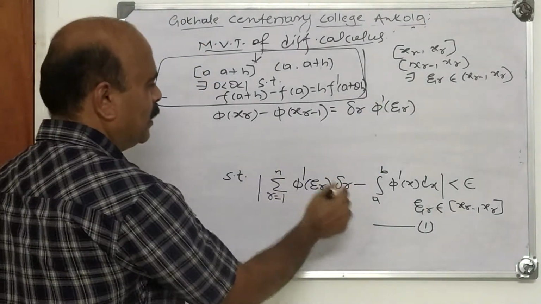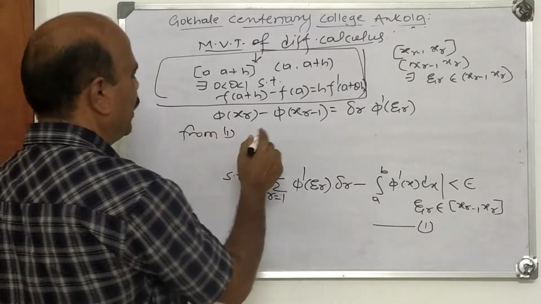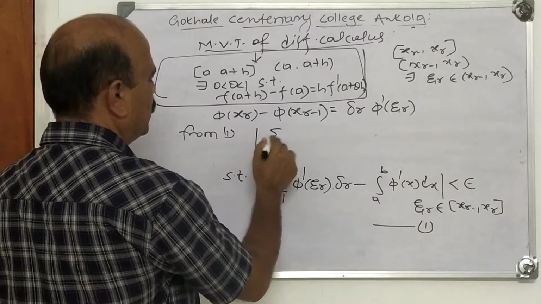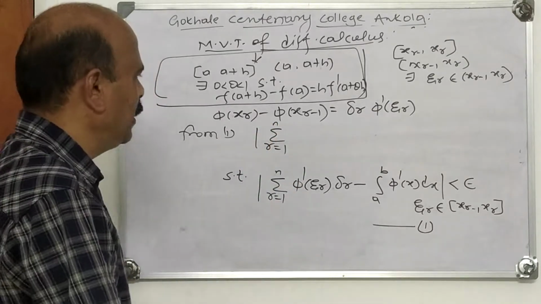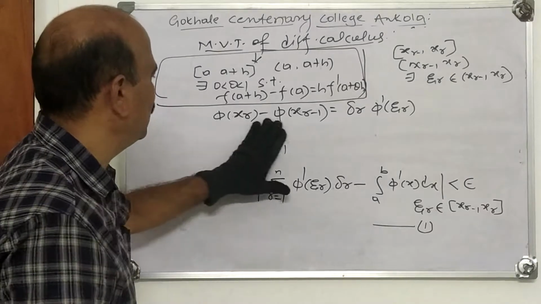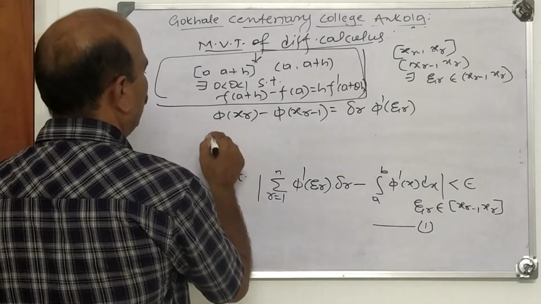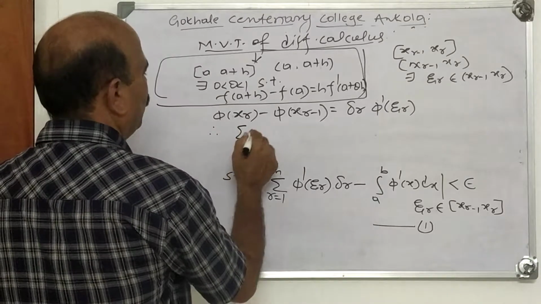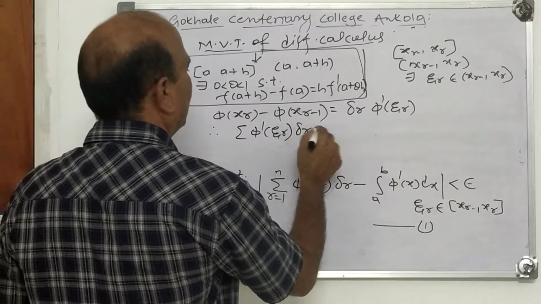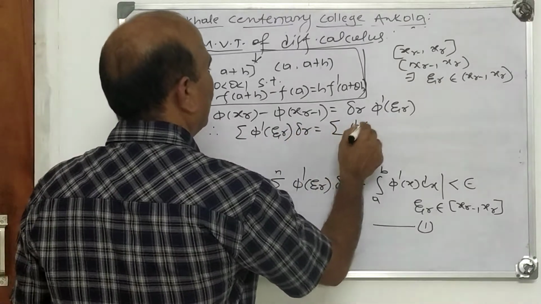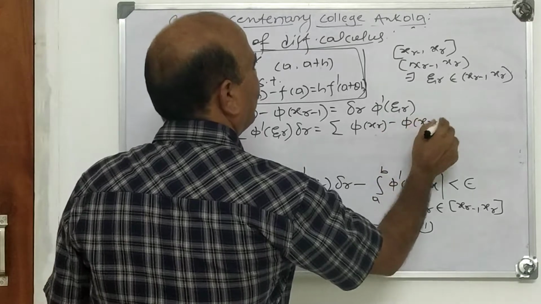Now I apply this in 1. Therefore, from 1, what do you get? Mod of sigma r is equal to 1 to n, or I write one more step here. I take summation, then I apply this. Take summation. What do you get? Therefore, sigma pi dash xi r delta r is equal to sigma pi of xr minus pi of xr minus 1.